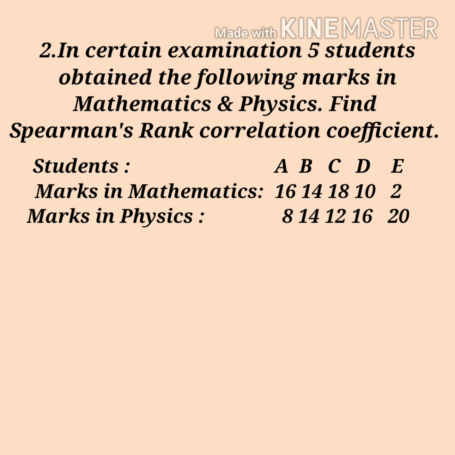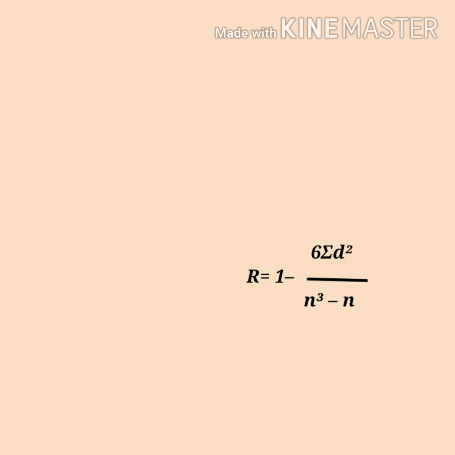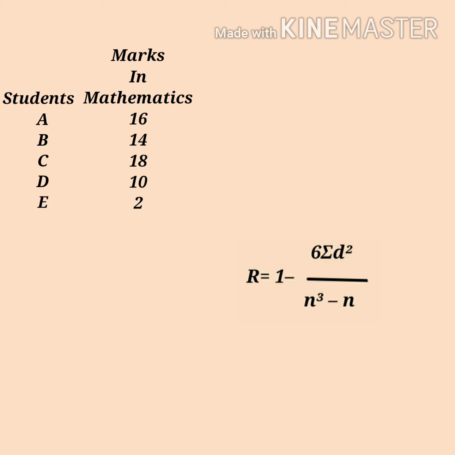So in order to get the solution, you will have to write down the formula first, that is Spearman's rank correlation coefficient, R equal to 1 minus 6 summation d square divided by n cube minus n. So you will have to find d. In order to get d, you will have to make some columns. So the first column is the student, A, B, C, D, E, the 5 students given, and the marks of mathematics that are given, 16, 14, 18, 10, 2, and the marks of physics, 8, 14, 12, 16, 20, I have written.